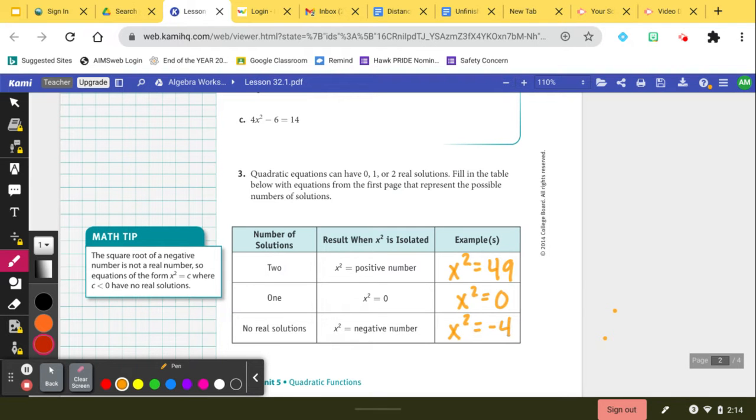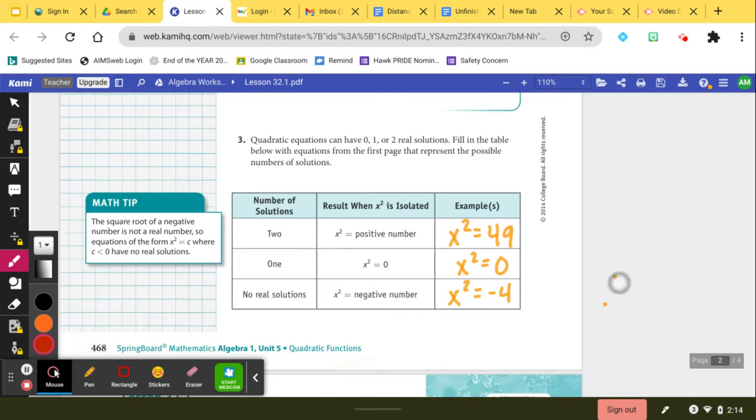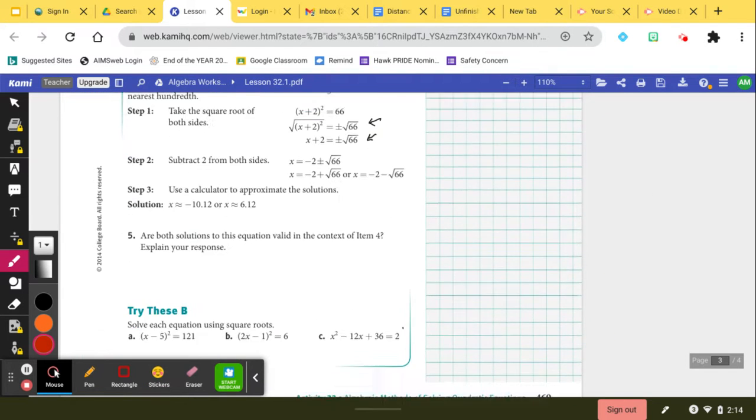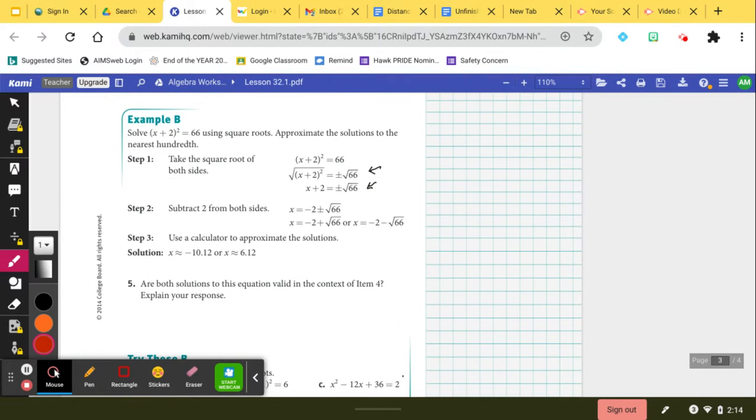So we've been dealing with problems that had just an x squared, but we can also solve quadratics that are of the form, and I'm going to skip down to example B, x plus 2, all of that being squared, equals 66. Because in order to get the x plus 2 on its own, all we need to do is square root that. So looking at this example, I would need to square root the x plus 2 squared. That would give me just the x plus 2.